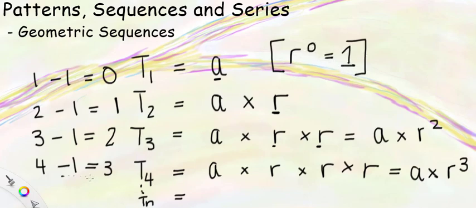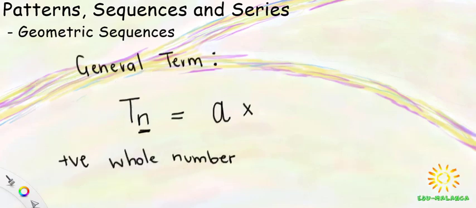So now that we've derived a pattern, let's use n. Essentially, you have n minus 1, and then that gives you the power of r. So if we come back to our general term, we get A times r to the power of n minus 1. This is the general term of a geometric sequence. You can use the general term to derive any term that belongs in the sequence, term 1 all the way to term 1000.